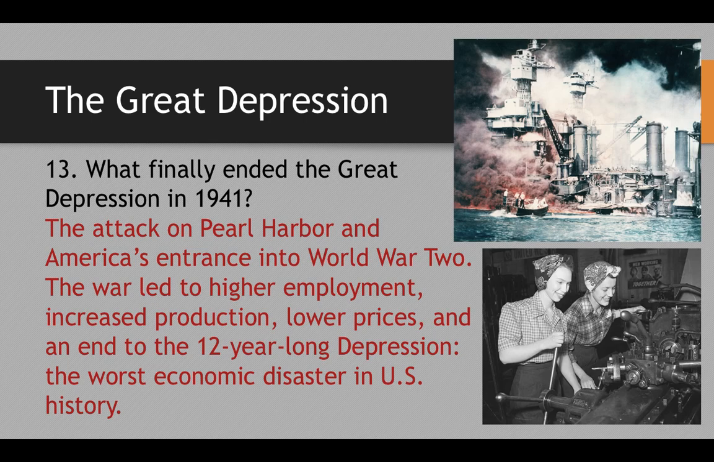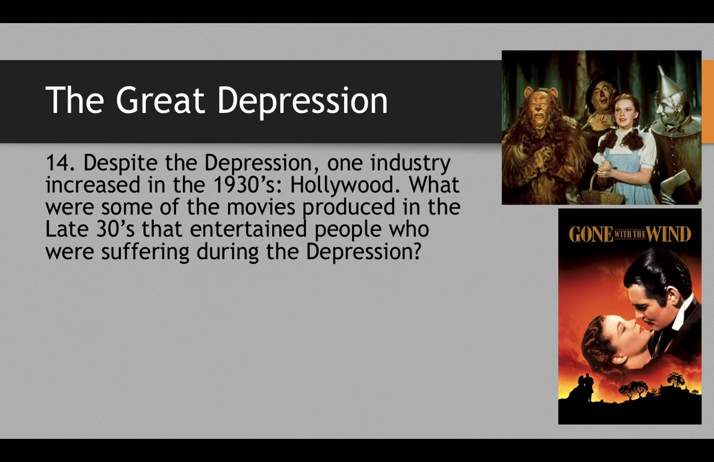All those people who fight left their jobs, and so people need to fill up the jobs that they left, right? So you have a lot of women working in factory jobs because there's a higher demand to make weapons and ships and tanks and things like that. So this higher employment, this increased production, lower prices, all of this led to an end to the 12-year-long depression that really came to define the 1930s in America. This was the worst economic disaster in U.S. history. It was finally ended by America's entrance into World War II.